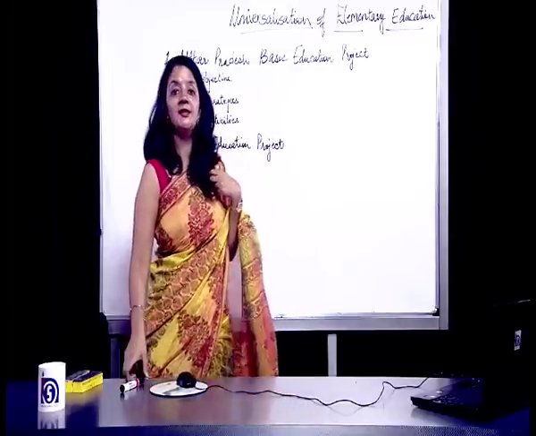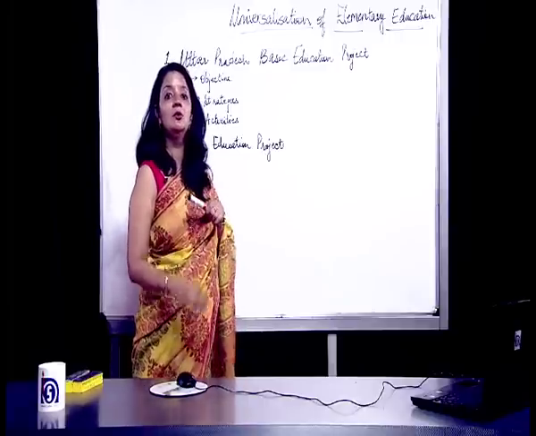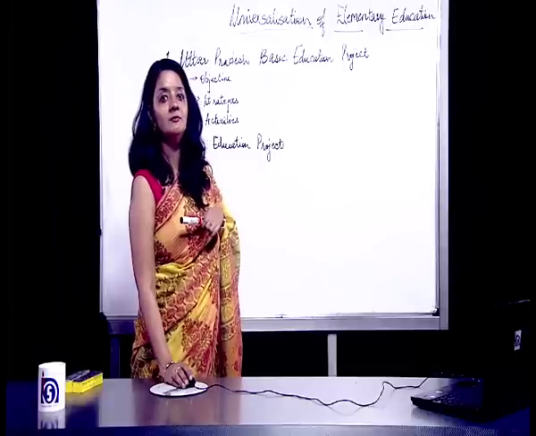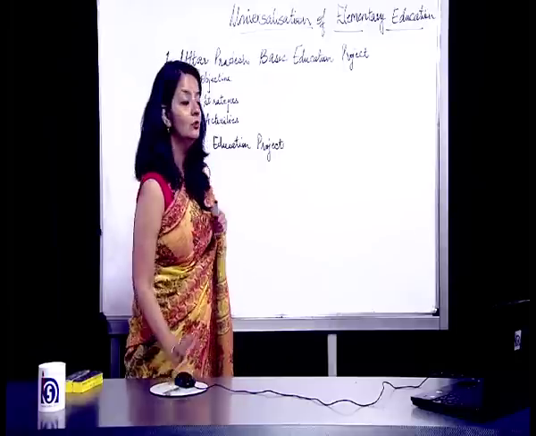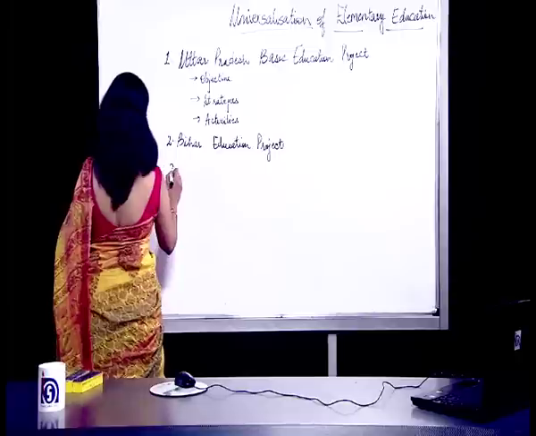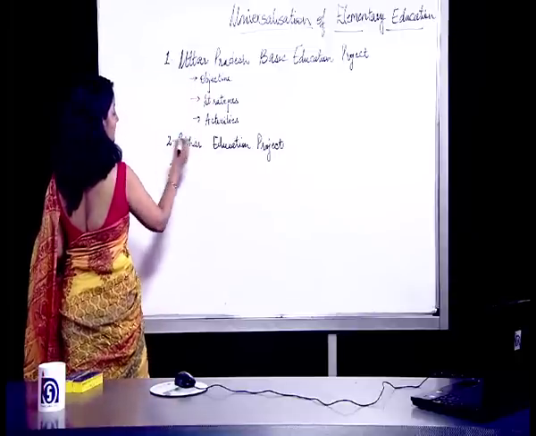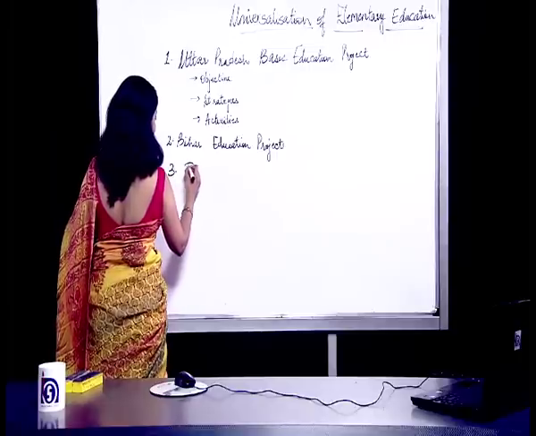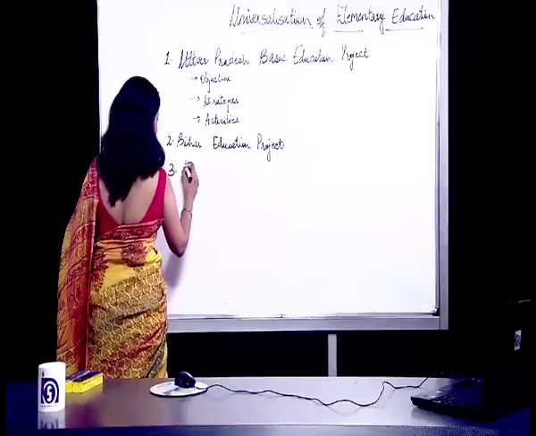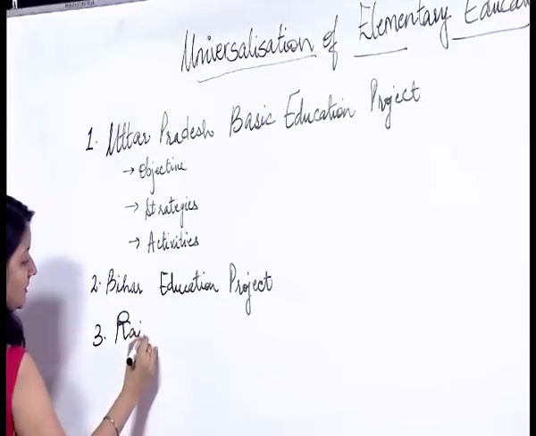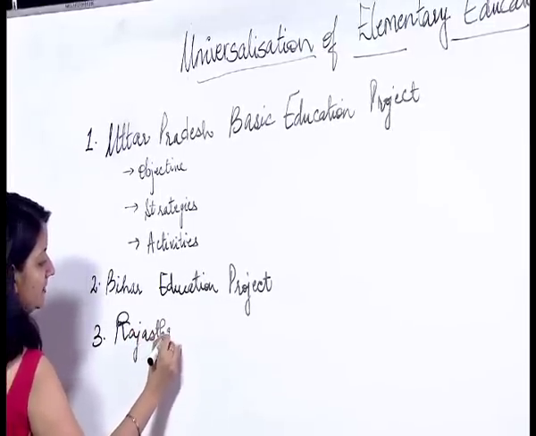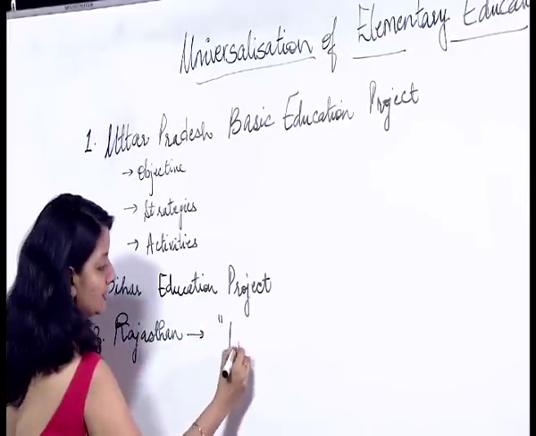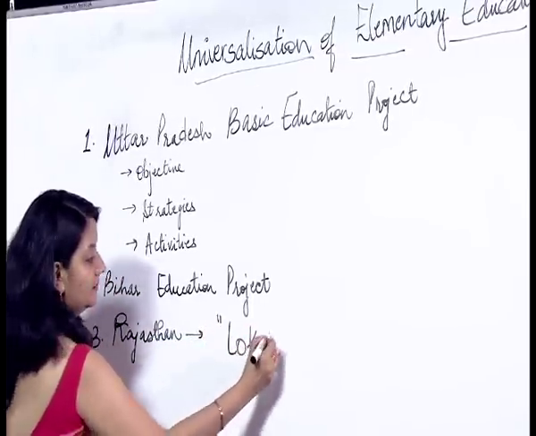Now moving on to the next project, which was Lok Jumbish. Lok Jumbish is the project from Rajasthan. So the first one is from Uttar Pradesh, the second is Bihar, and this next one is from Rajasthan, which is Lok Jumbish. I am writing the name of the state here, which says Rajasthan, and the name of the project is Lok Jumbish.